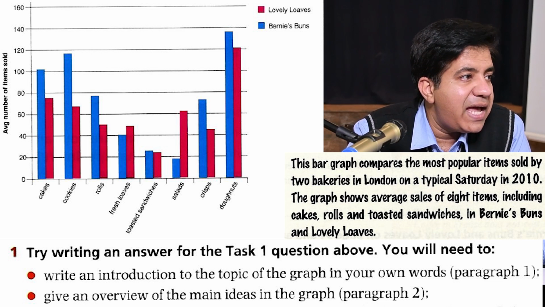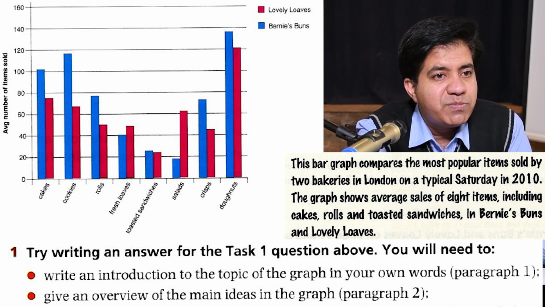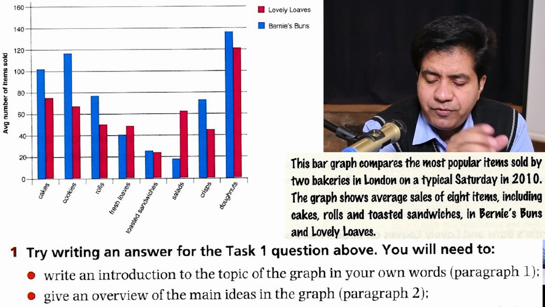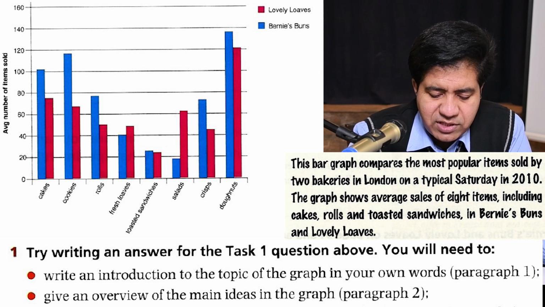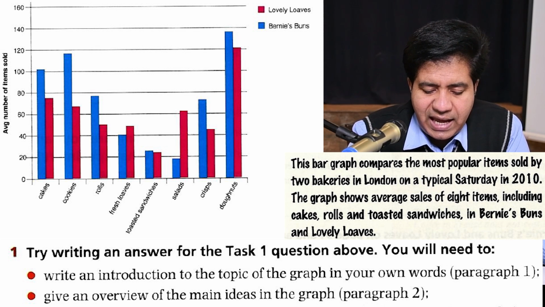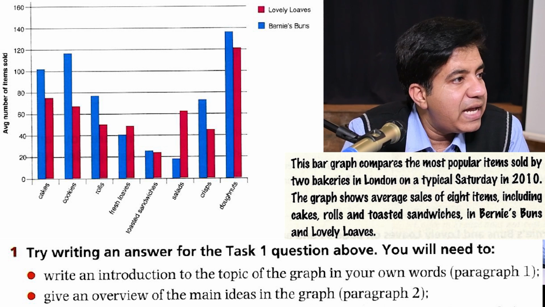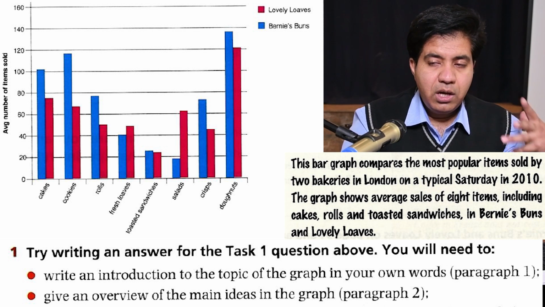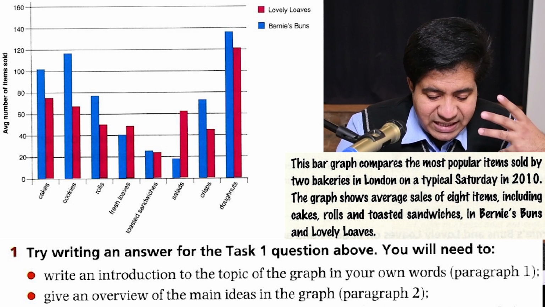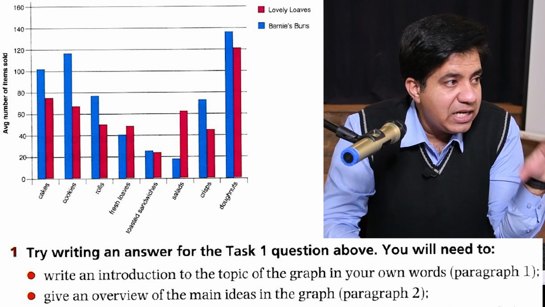Now it is not necessary that you write all 8 items one by one. Just give a reference of a couple of items. Sandwiches, Bernie's Buns and Lovely Loaves, these are the names of the bakeries. Is that clear? So this is what we call introduction. Now please come back to page number 91 again.